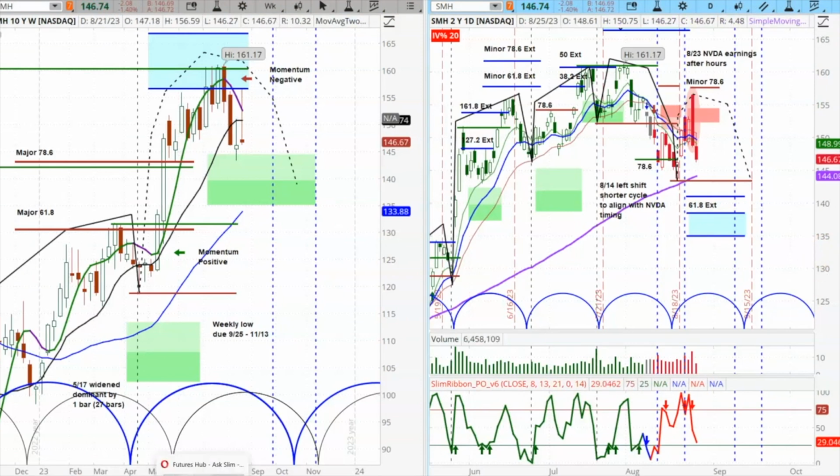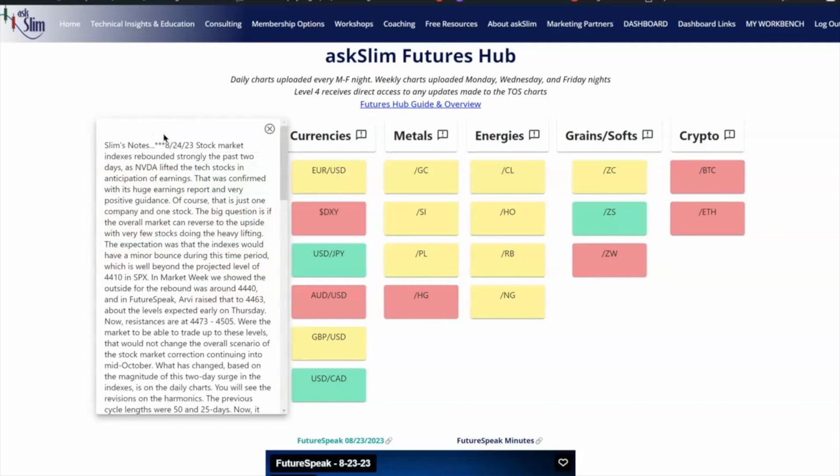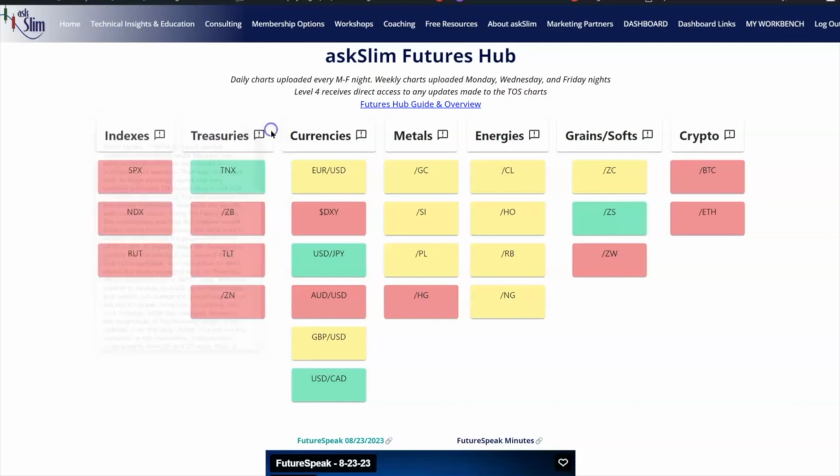I want to look now at the futures hub. This is how you get more of our information. This is for level 3 and 4 members. Level 4 members get our live charts. Level 3 members get these updated charts whenever there's an update to do. And you can see in here, see that little message right over there? This is my comments that I put out whenever I do these updates, and you're going to want to read those on a regular basis.